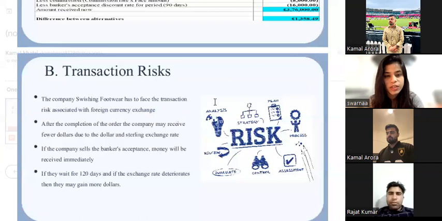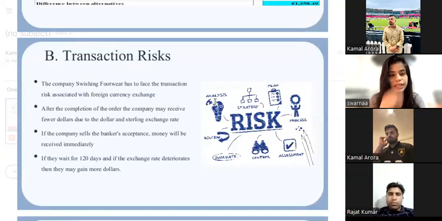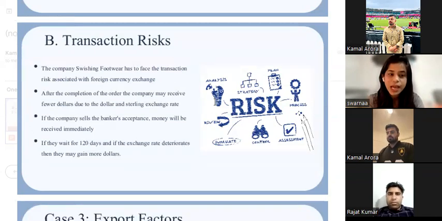So the transaction risk. In the transaction risk, we can say that the company switching footwear has to face the transaction risks associated with foreign currency exchange. After the completion of the order, the company may receive fewer dollars due to the dollar and sterling exchange rate. If they wait for 120 days and if the exchange rate deteriorates, then they may gain more dollars.